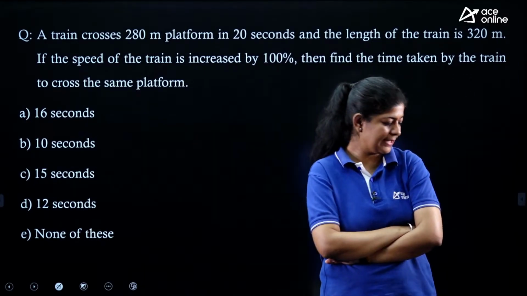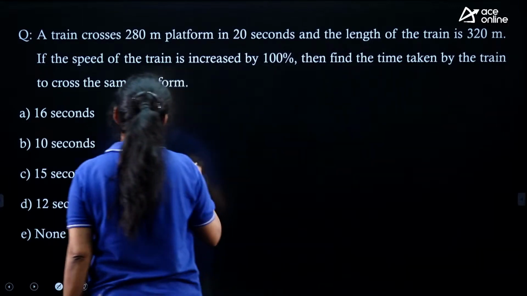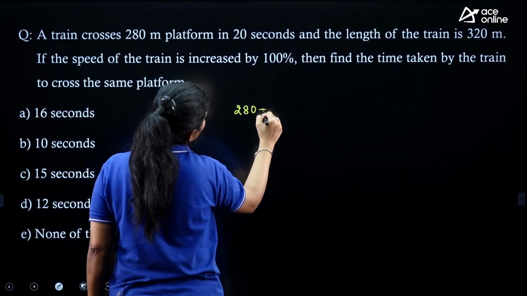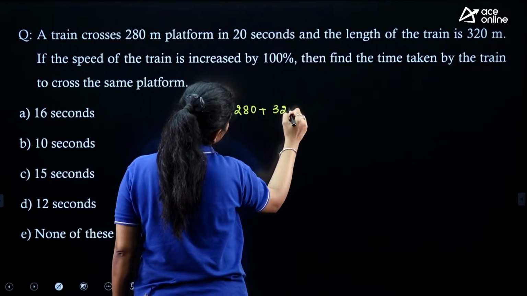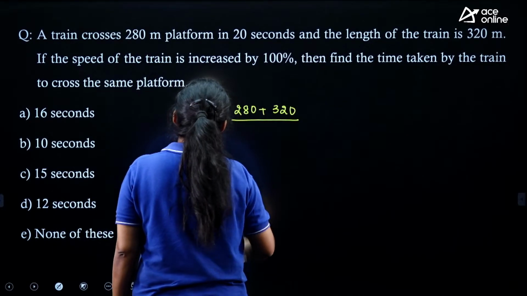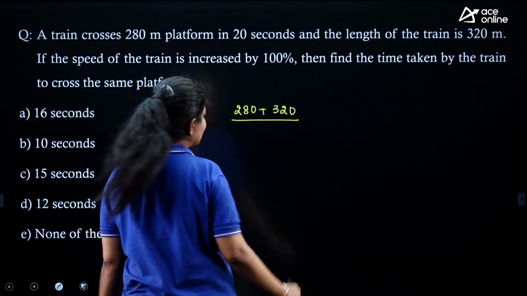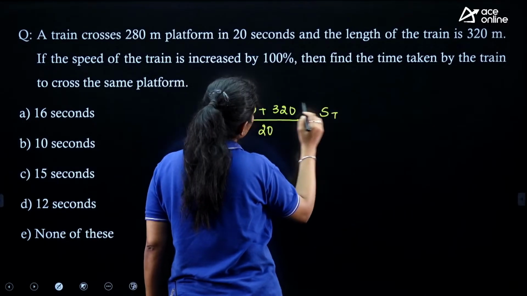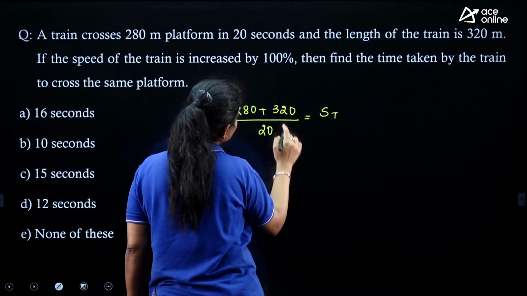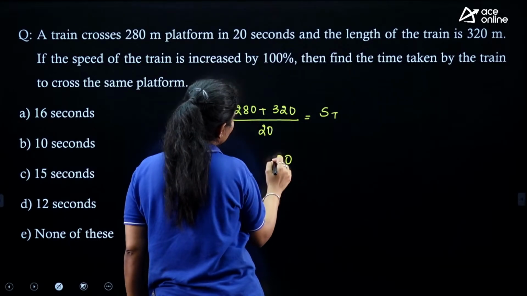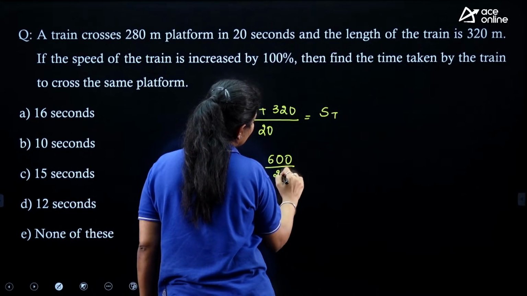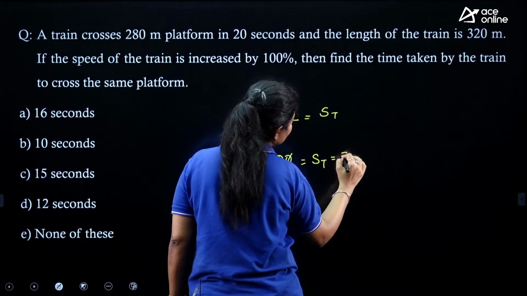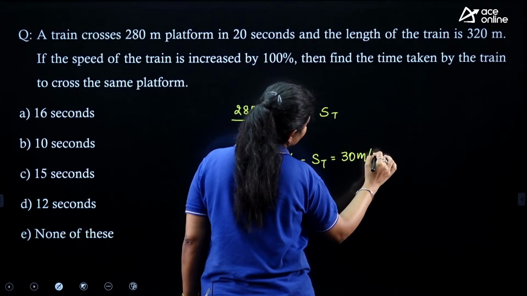So here the train crosses a platform of 280 meters and the length of the train is 320 meters. This is the total distance, and it covered it in 20 seconds. So ultimately this will give me the speed of the train. So here we are getting 600 by 20. So basically the speed of the train that we got over here is 30 meters per second, right?